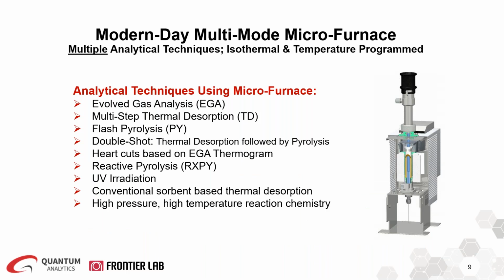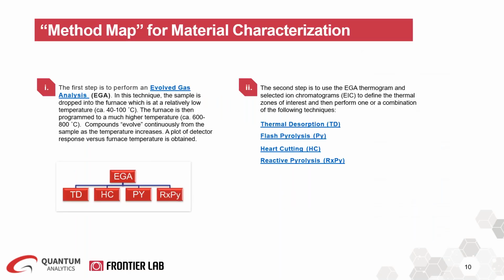So now, as the name says, we call this a multifunctional pyrolyzer, a multi-mode microfurnace, because it's not a traditional pyrolyzer where you could only perform flash pyrolysis. Actually, using the multifunctional pyrolyzer, you can perform multiple analytical techniques in addition to flash pyrolysis, both isothermal or temperature program. And these techniques or modes of operation could be evolved gas analysis, EGA, thermal desorption, double shot, heart cutting, reactive pyrolysis, and also UV radiation, to chemically characterize your sample using the modern-day pyrolysis-GC method.